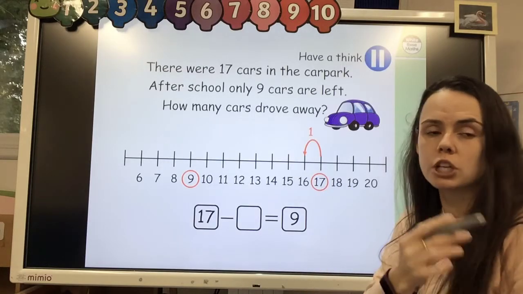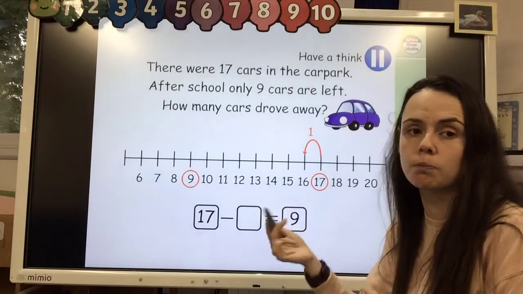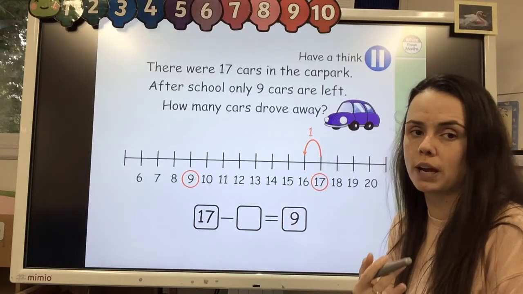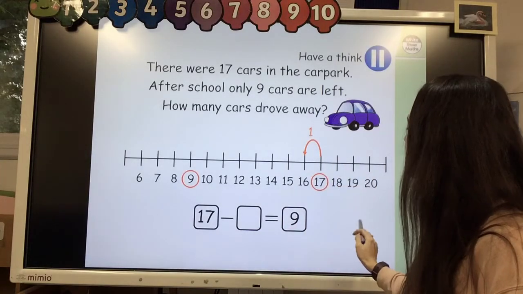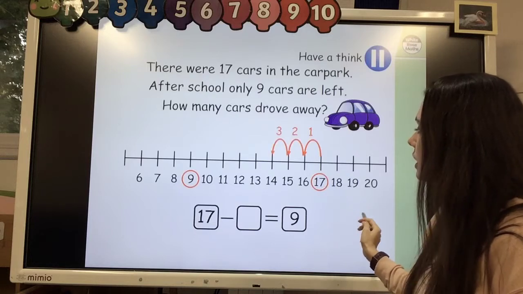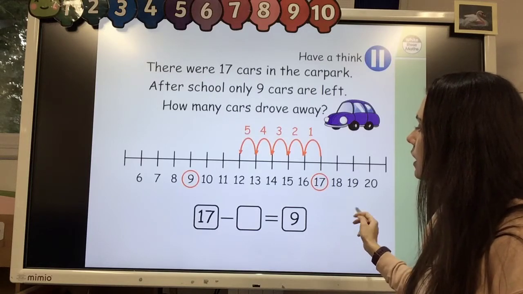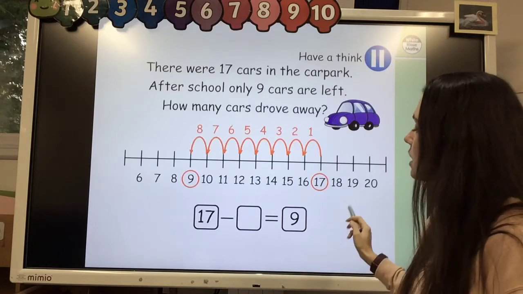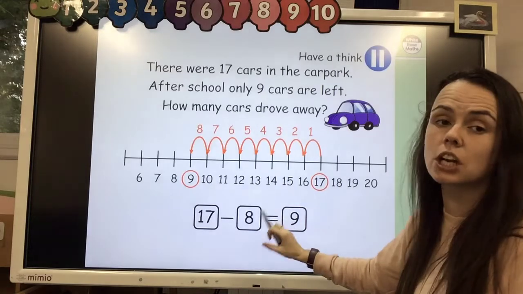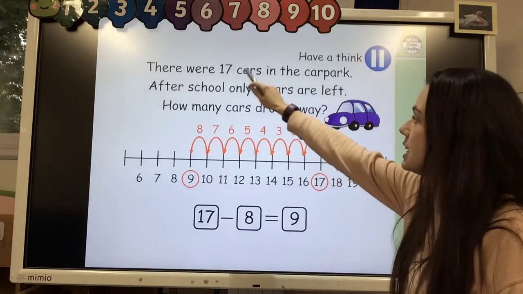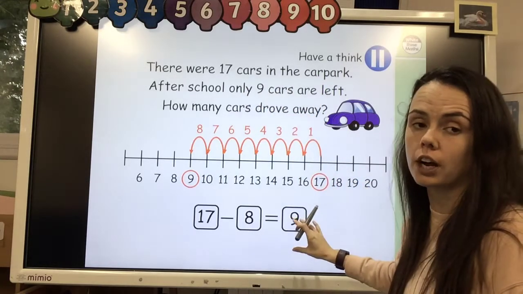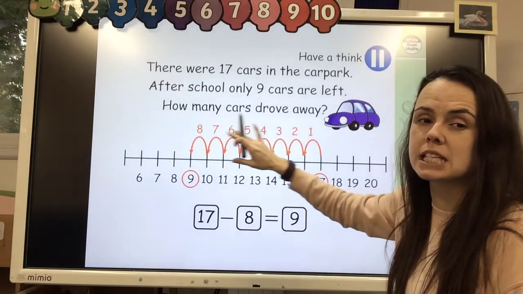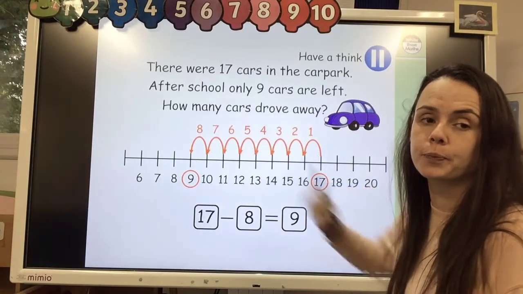We can still do our jumps, can't we? And then we can count our jumps, and that's how many would have driven away. So 1 jump, 2 jumps, 3, 4, 5, 6, 7, 8. So it must be 8 cars drove away because we had 17 and now we've only got 9. So it must be this amount of cars that drove away.